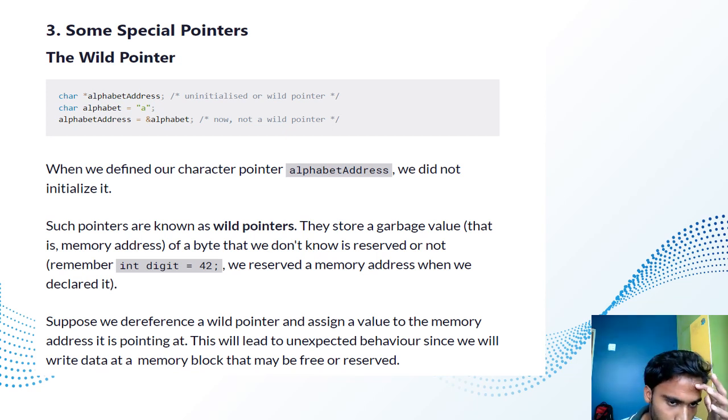Remember, int digit = 42. We reserved a memory address when we declared it. Suppose we dereference a wild pointer and assign a value to the memory address it is pointing at. This will lead to unexpected behavior, since we will write data at a memory block that may be free or reserved.